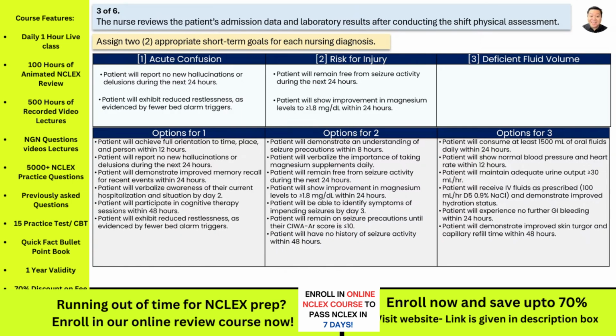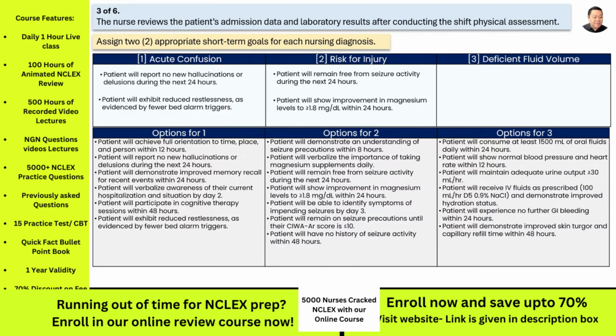Now, if you also selected patient will verbalize the importance of taking magnesium supplements daily, well, magnesium supplementation is critical in this case, but expecting the patient to verbalize its importance is unrealistic during the active alcohol withdrawal phase. So again, your goal should focus on improving the magnesium levels rather than patient education this time.